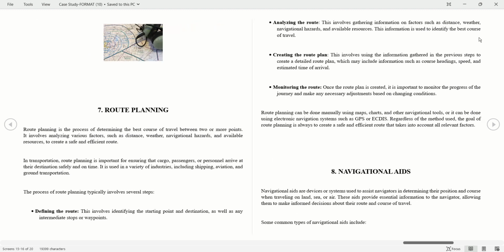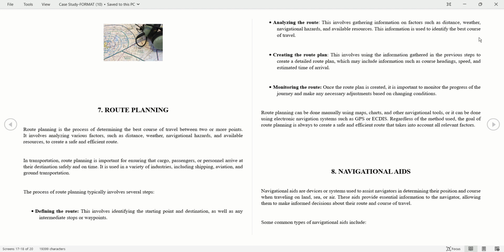And the next is route planning. Route planning is the process of determining the best route and course of travel between one or more points. It involves analyzing various factors such as distance, weather, navigational hazards, and the available resources to create a safe and efficient route. The process of route planning typically involves several steps like defining the route, analyzing the route, creating the route plan, and monitoring the route.